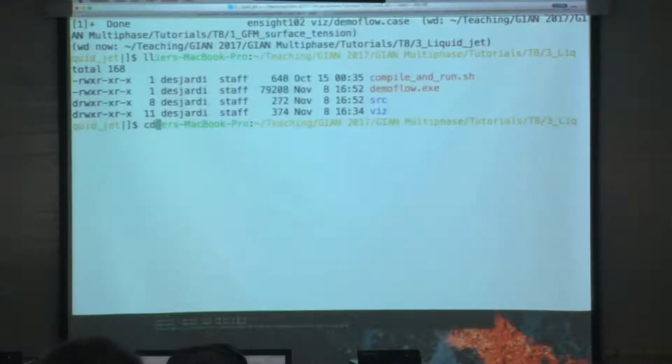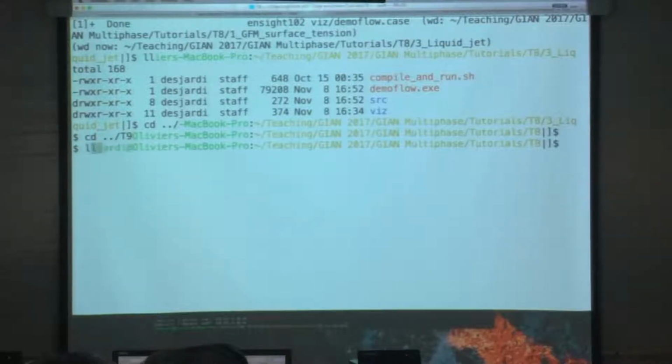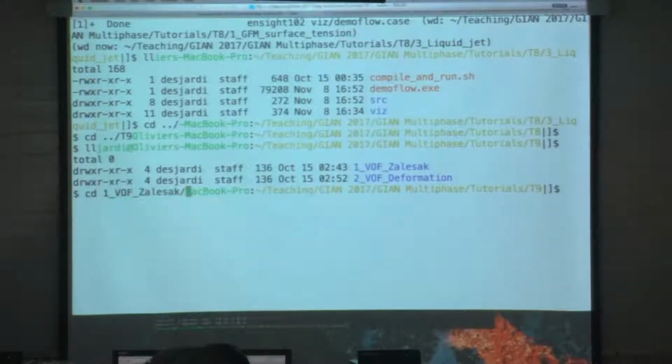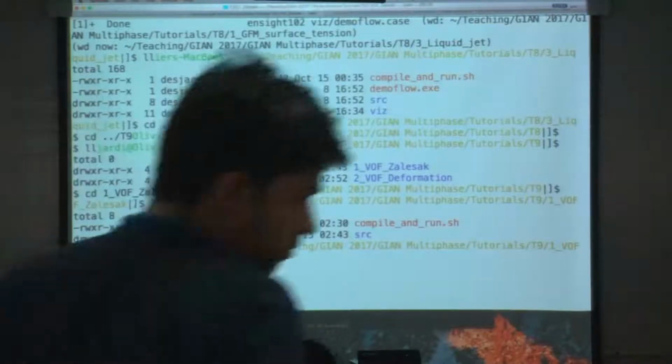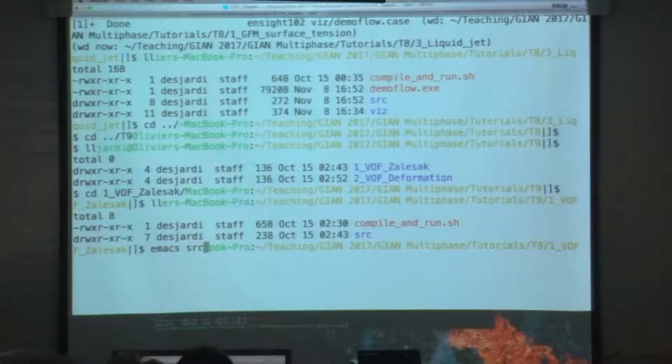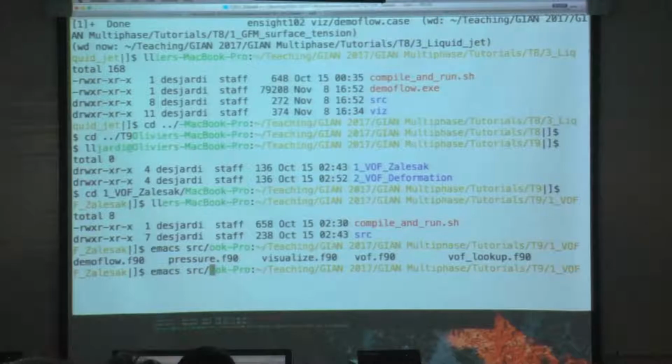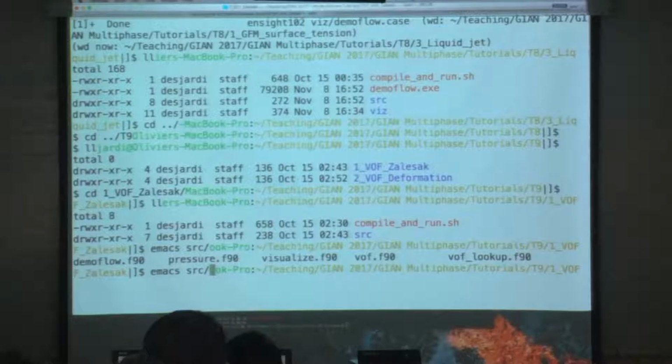Okay, so we are in T9, I think. So this is taking us back to the demo flow case. Sorry, to the Zalizak disk test case. So this notched circle is what we're going to go back to.